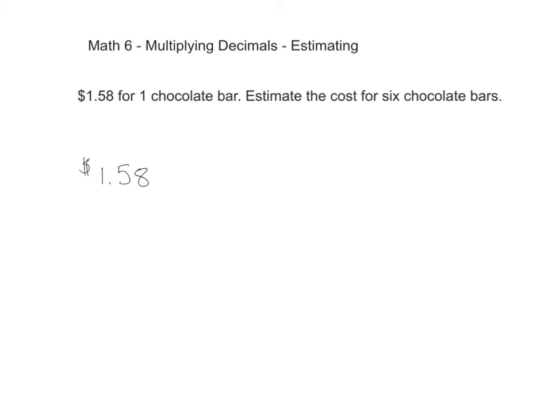$1.58. Now, when I'm estimating, I want to use numbers that are easy to estimate and work with. So if I was rounding this, we could use what we could call front-end rounding. And if I rounded my answer down to the nearest dollar, you would see that it would become $1. Okay, so you can see $1.58 is between $1 and $2. Okay, so if I rounded this up, you would see it would end up being $2. So the cost of one chocolate bar is between $1 and $2.